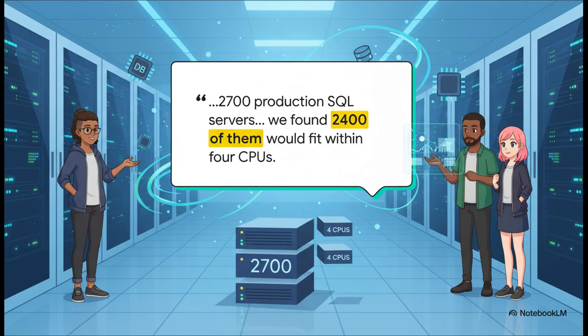And this isn't just some theory, okay? In a real-world project looking at 2,700 production database servers, they found that a staggering 2,400 of them, that's almost 90%, were way oversized and could have easily run on just 4 CPUs or even less. Right-sizing them meant huge savings on software licenses and a serious performance boost.